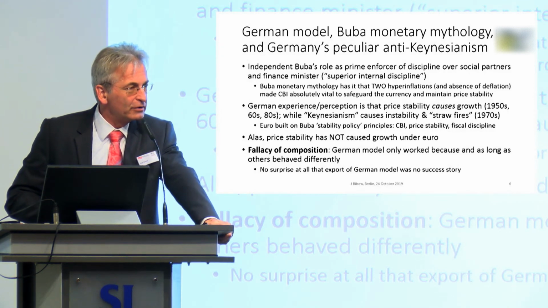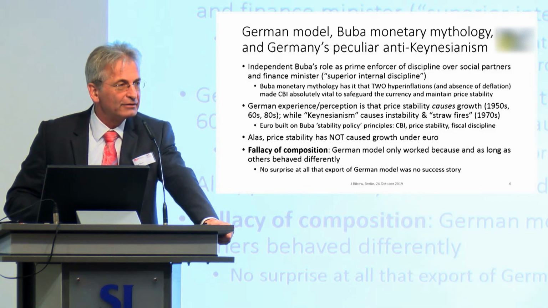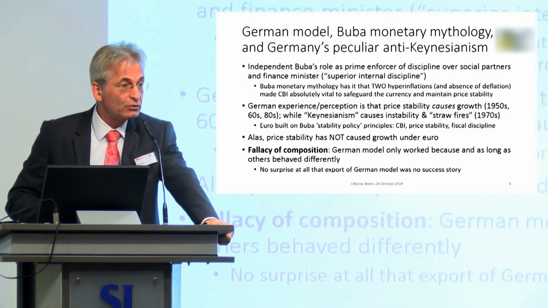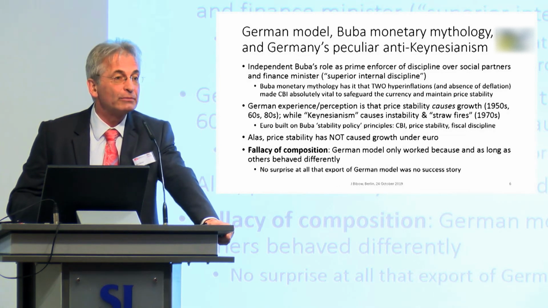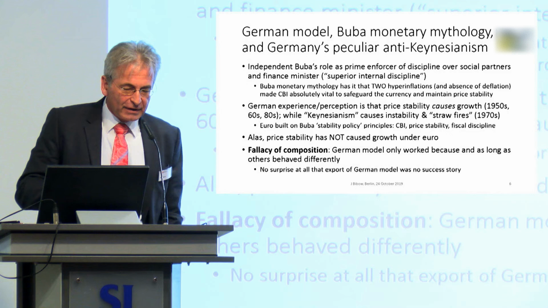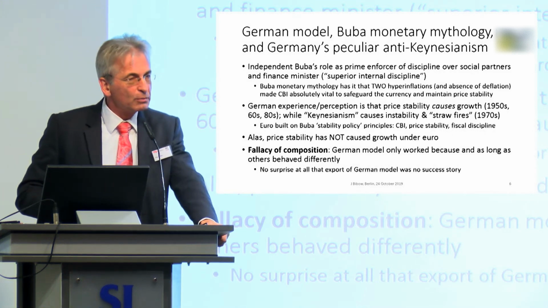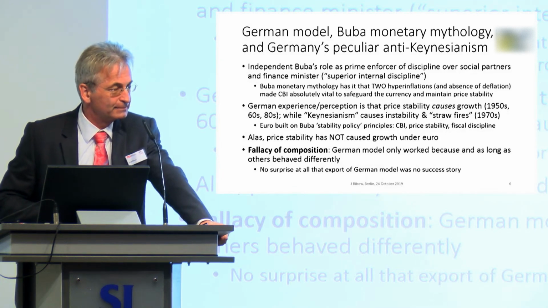Germany had brief experiences with Keynesianism, and so the 70s, people like Ottmar Issing will tell you that this led to instability, it led to straw fires, so we cannot have that kind of thing. Instead, we need a central bank that essentially acts asymmetrically, always ready to brake, to enforce discipline, but never ready to stimulate because we wait for exports to stimulate our economy. We wait for other countries to do the job. Now, the trouble here is the fallacy of composition, namely that this strategy, the German model, only worked for Germany because and as long as others behave differently. Now, if you export this model to Europe, then you are creating a problem.